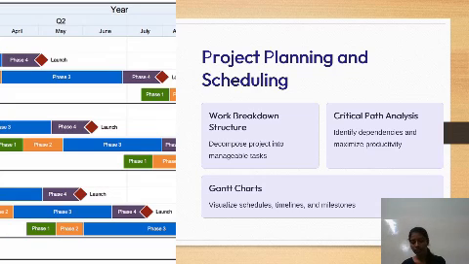The project schedule includes all the milestones and tasks necessary to deliver the project in an established sequence. It includes a work breakdown structure to decompose the project into manageable tasks. The next one is critical path analysis. It identifies the dependencies and maximizes productivity. And the next one is Gantt charts. They include visualized schedules, timelines, and milestones.